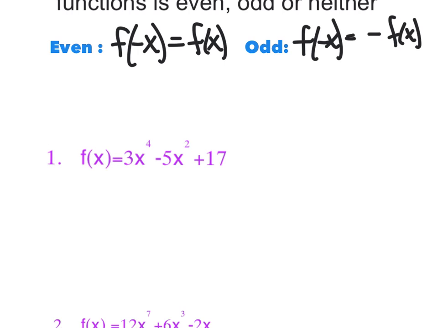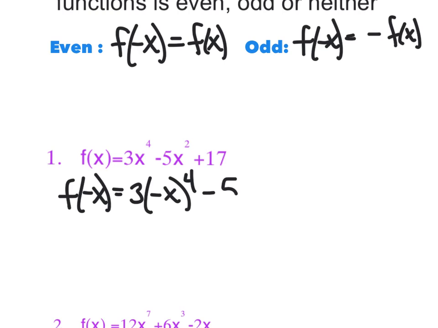So example 1. Okay, determine if you're even, odd, or neither. So the rule says substitute in negative x. So literally every place you see an x, you're substituting in negative x. Make sure you wrap that puppy up in parentheses. Exponents go outside.